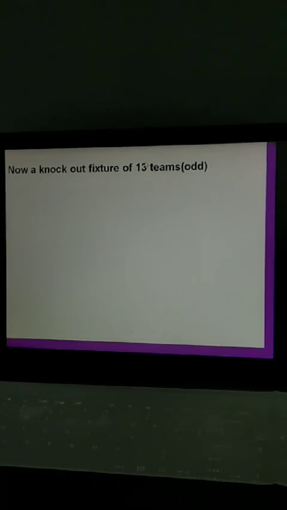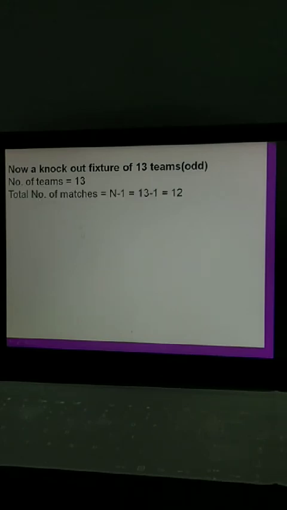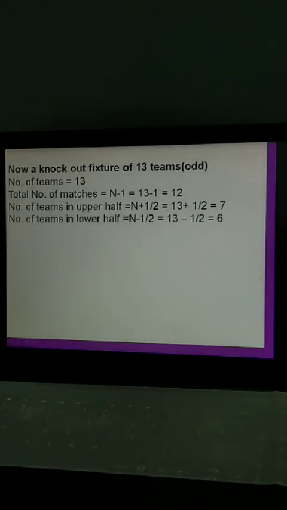And knockout fixture for 13 teams, an odd number. Now we can see how we can make the fixture here. So number of teams n equal to 13, total number of matches n minus 1 equal to 13 minus 1 equal to 12. Number of teams in upper half, the formula is changed now, n plus 1 upon 2 equal to 13 plus 1 upon 2 equal to 7. Number of teams in lower half, n minus 1 upon 2, so equal to 13 minus 1 upon 2 equal to 6.